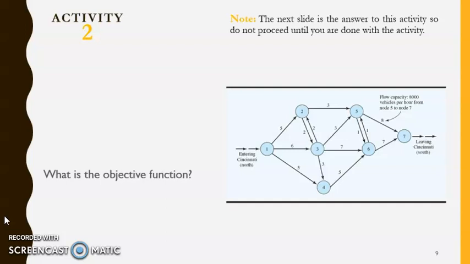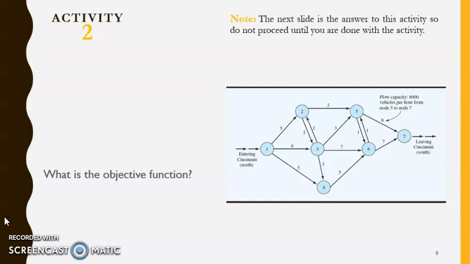When I say it is easy, I mean in terms of concept, but in terms of modeling, it is a little bit challenging. So take your time, try your best to write down the objective function. And remember, the objective function, my friend, is maximizing the flow between 1 to 7, my friend.